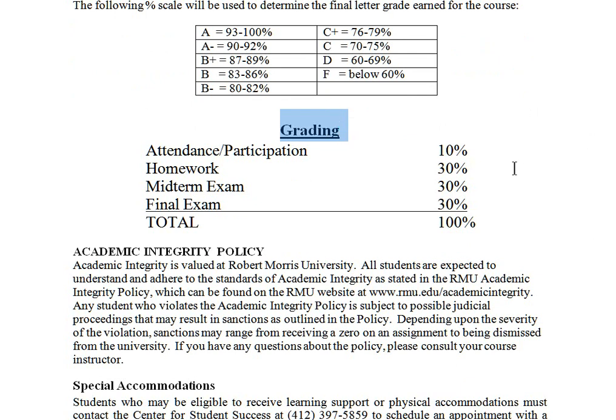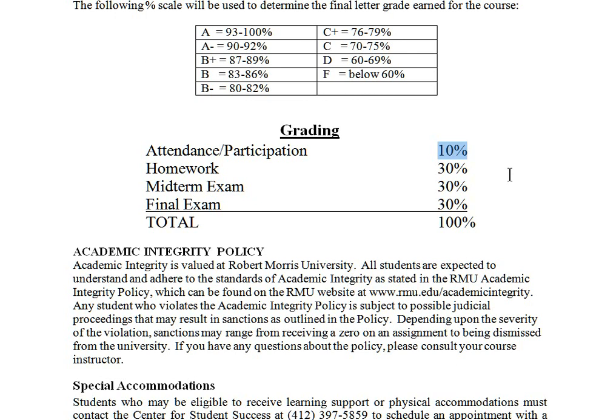You can look over the evaluation and the grade scale if you like. I'm going to skip over that and go into the grading breakdown. Attendance and participation are a large portion of your grade, 10% of your grade. I do expect you to participate in class. I expect you to answer questions and be prepared to answer questions.